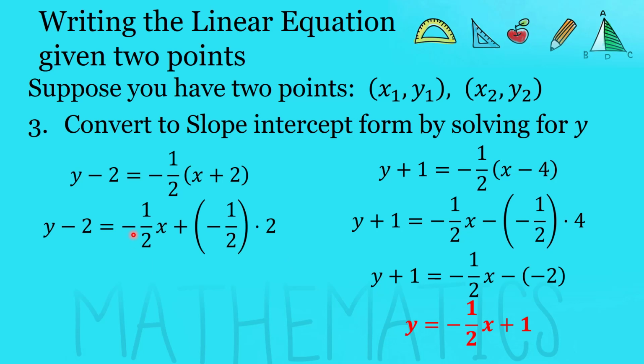Over here, distributing the negative 1/2, we're going to have y minus 2 is equal to negative 1/2 x plus negative 1/2 times 2. That simplifies to y minus 2 is equal to negative 1/2 x. Negative 1/2 times 2 is just negative 1. And then when we add 2 to both sides, we get the exact same thing. Y is equal to negative 1/2 times x plus 1. So they're essentially the exact same equation, just approached from a different way.